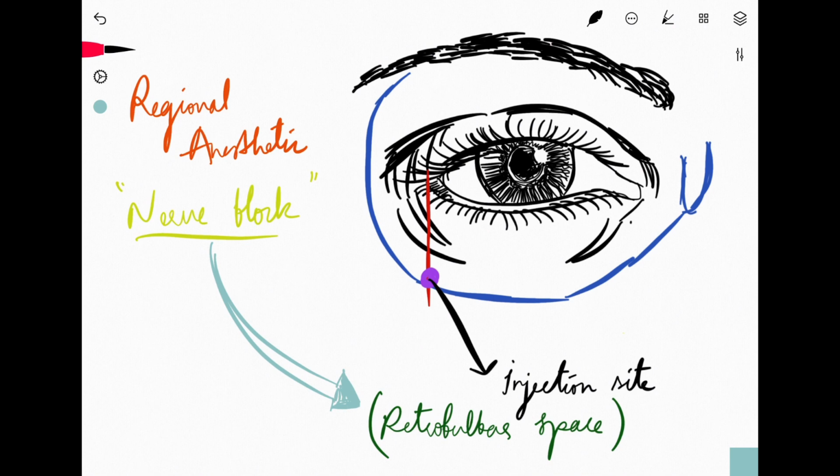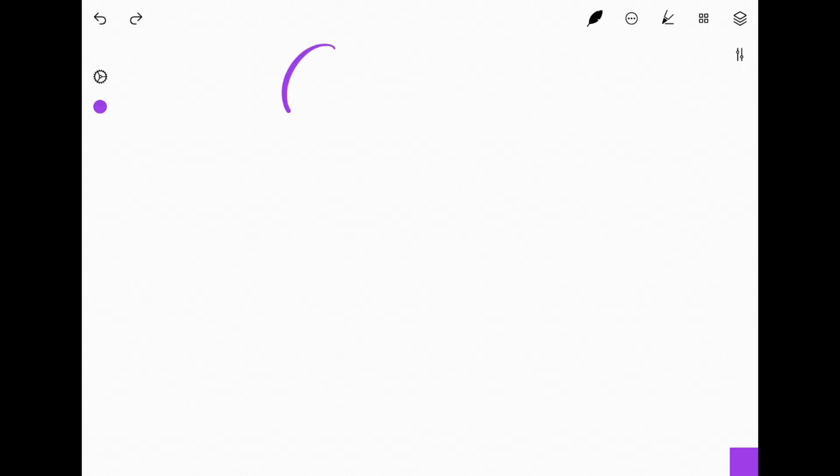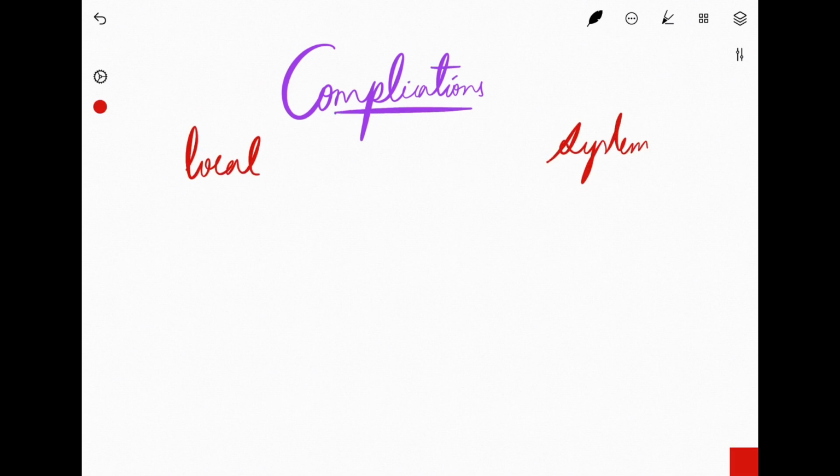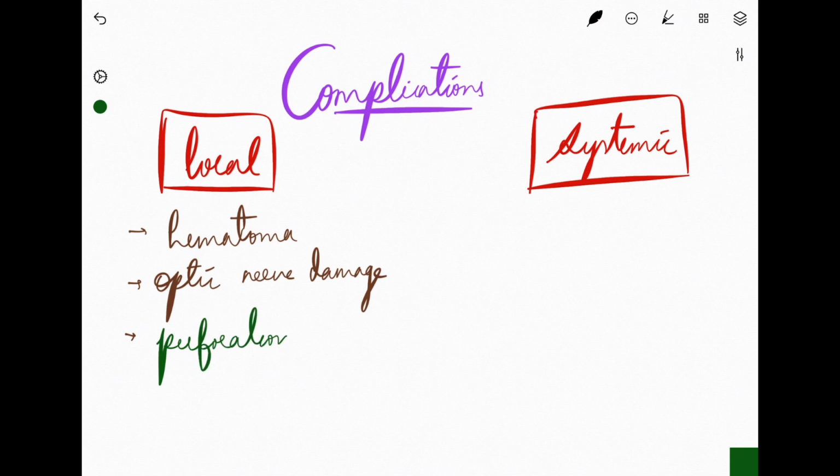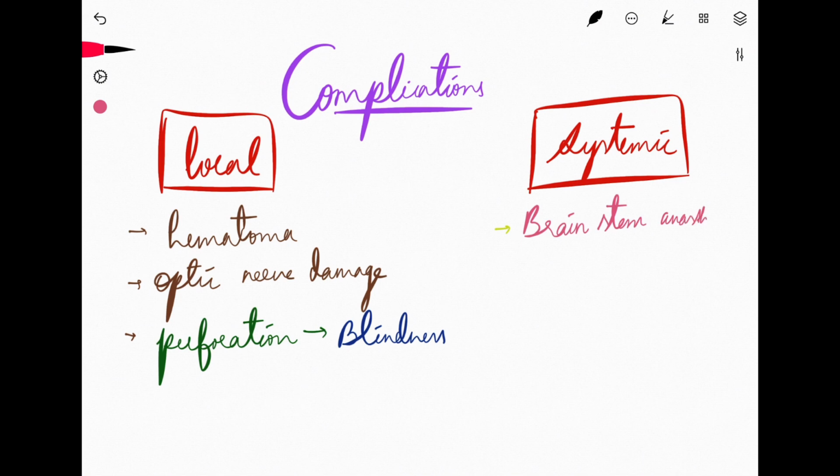The common complications that arise during the procedure are retrobulbar hemorrhage, ocular perforation, subarachnoid or intradural injection, diplopia secondary to myotoxicity, cardiorespiratory distress, contusion and atrophy of the optic nerve, vascular retinal occlusion, and seizures. The local complications being the hematoma, optic nerve damage, perforation, which can lead to blindness, and the systemic complications like brainstem anesthesia, oculocardiac reflex.